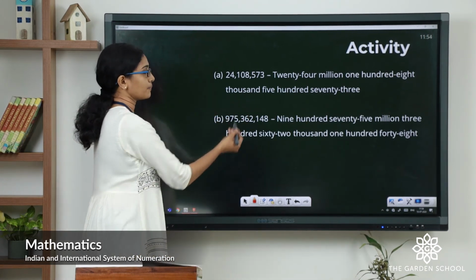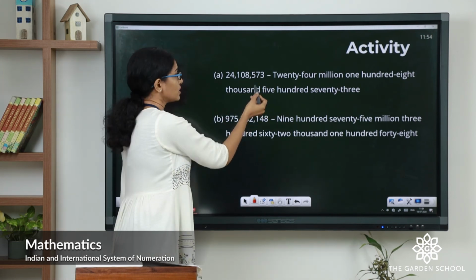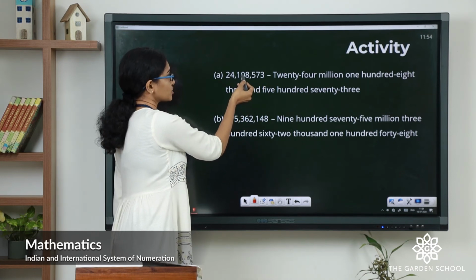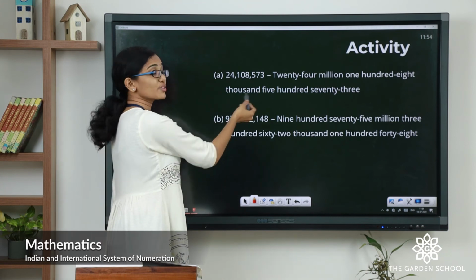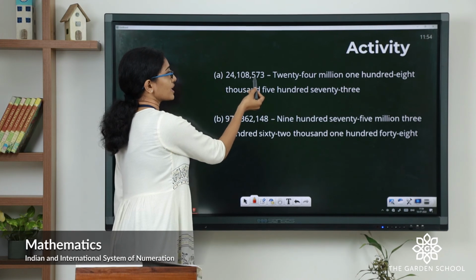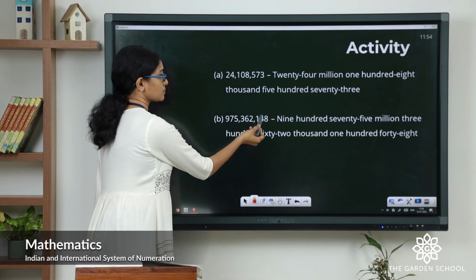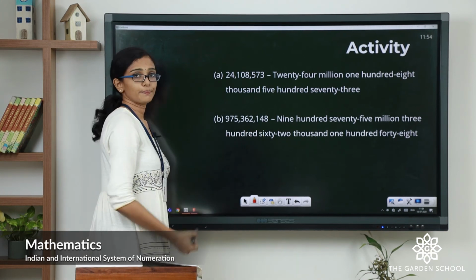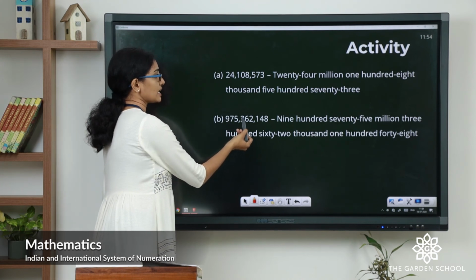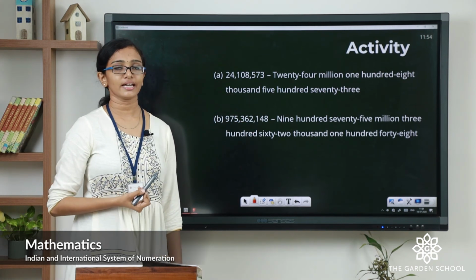So here is the first number. We have inserted the commas by grouping from right to left. So ones, tens, hundreds, we put a comma, then the thousands period and millions period. So how do we read this number? It's 24,108,573. That's the number name for this one. Here, this is the ones period, thousands period and millions period. So this one is 975,362,148. I hope your answers are correct.